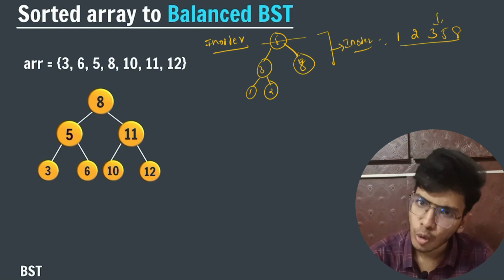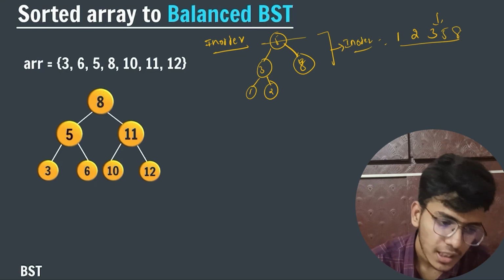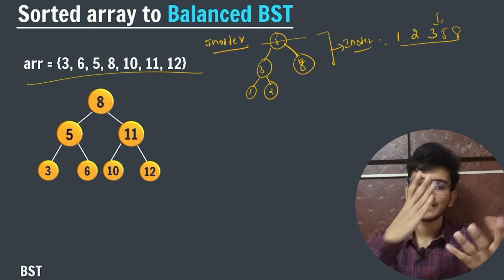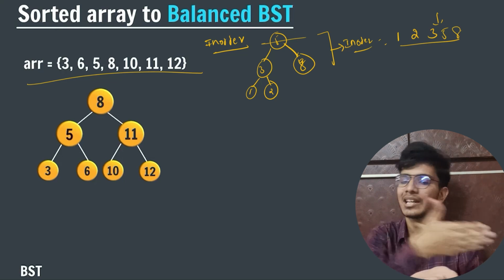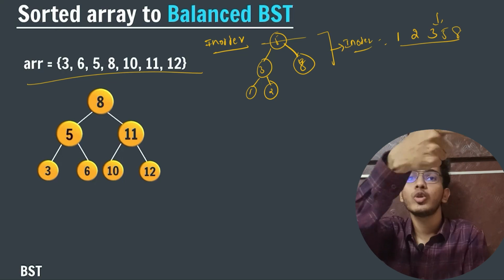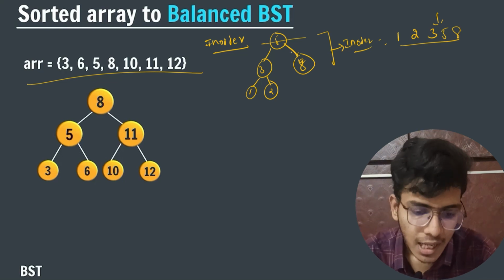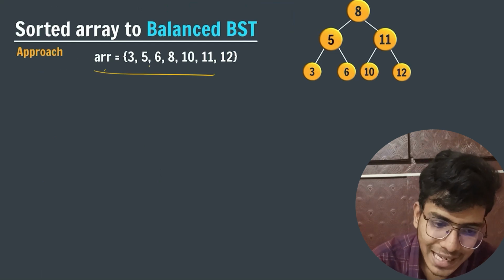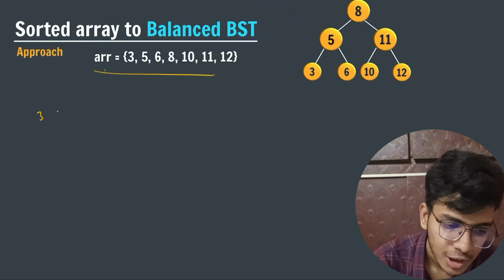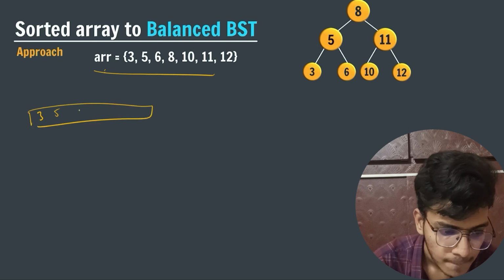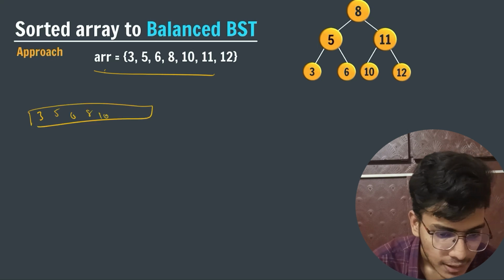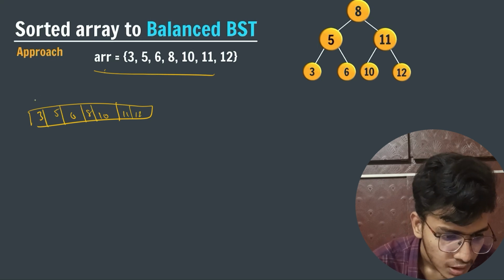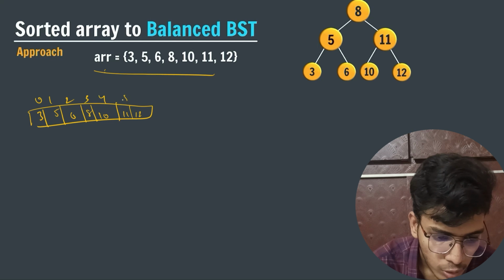Now you can observe that my root node is coming in the middle of this whole tree. So the user has given me an array, and I have extracted the in-order sequencing; the middle element in the in-order sequencing will become my root node. Talking about the approach, this is my array, and I will take the middle element. The given array is 3, 5, 6, 8, 10, 11, 12, with indices 0, 1, 2, 3, 4, 5, 6.